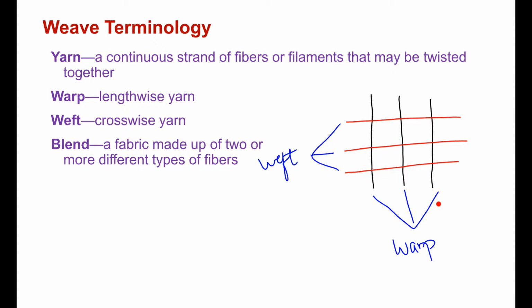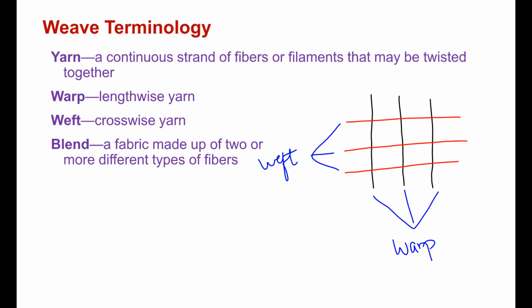So if you look at the drawing that I've made real quick, and if you would please recreate this on the side of your notes, the long black threads are going to be your warps. Notice that they run from the top of the page to the bottom of the page. And the red threads, notice they run from the left of the page to the right of the page. Those are your wefts. So just so you know the difference between warp and weft.